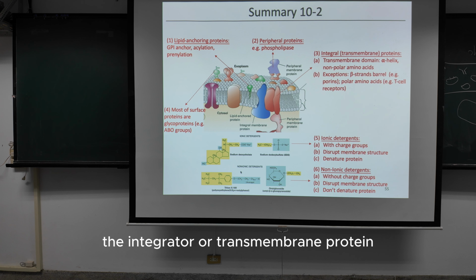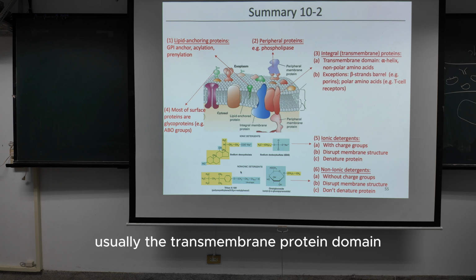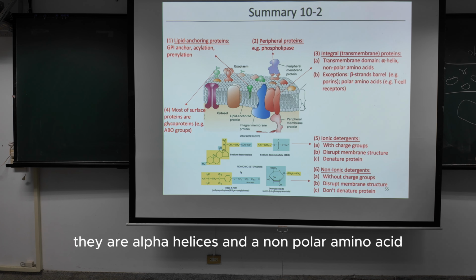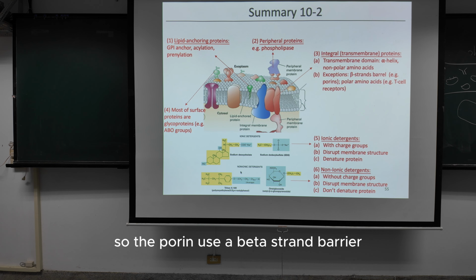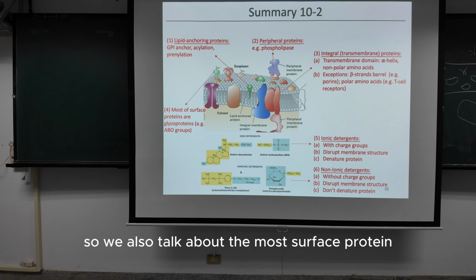We also showed you the integral or transmembrane proteins. Usually the transmembrane domains are alpha helices with non-polar amino acids, but there are always exceptions. So the porin uses a beta strand barrel as its transmembrane domain, although they still arrange the hydrophobic amino acids on the surface of the beta strand. And you can also find certain polar amino acids, for example in the T cell receptors, which use electrostatic force to help stabilize the protein complex. We also talked about most surface proteins. They are glycoproteins, for example the ABO blood groups.